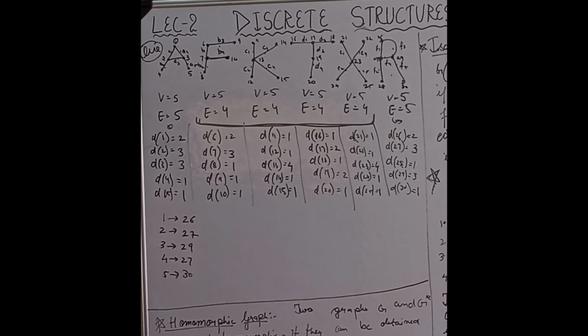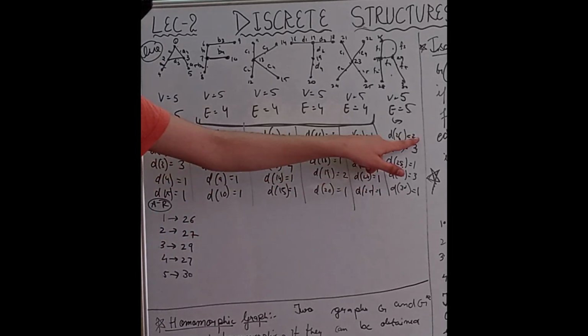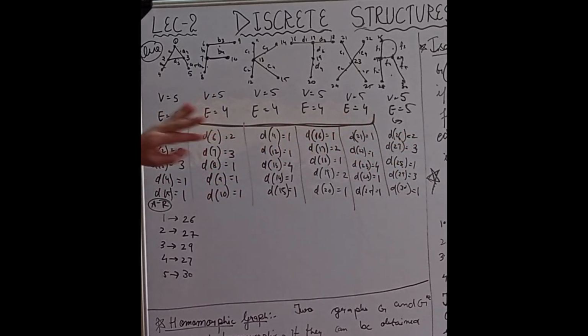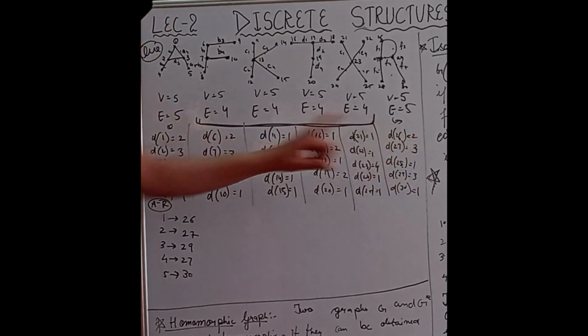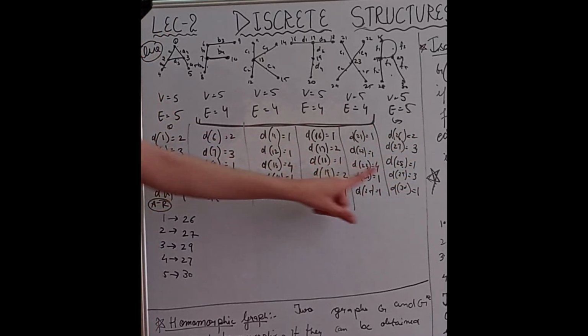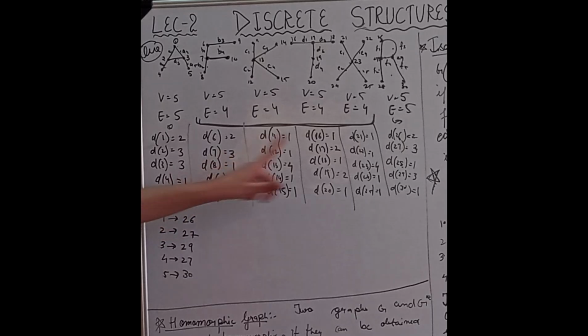So how have I written this? Because we are going to check between the pair A and R. 1 has degree 2 and here 26 has degree 2, so we will correspond between these two vertices. 2 has degree 3 and 27 has degree 3. 3 has degree 3, 29 has degree 3. 4 has degree 1, 28 has degree 1. 5 has degree 1 and 31 also. So in this way we will correspond between the vertices.